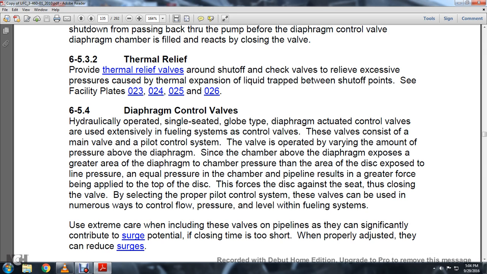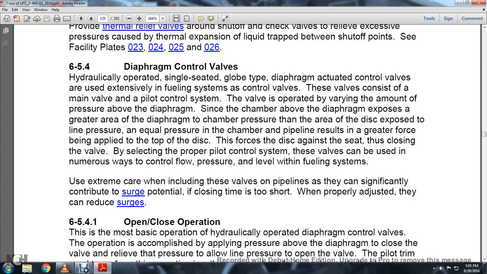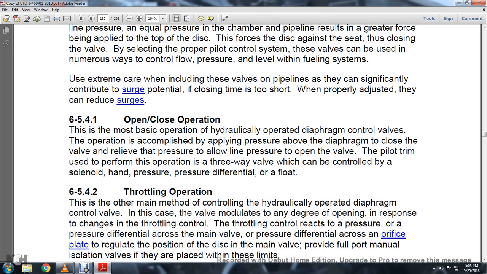Equal pressure in the chamber and the pipeline results in greater force being applied at the top of the disc. The force of the disc against the seat closes the valve, which is controlled by the proper pilot control system. These valves can be used in numerous ways to control pressure and level within the fueling system. Use extreme care when including these valves in the pipeline, as they can contribute significantly to surge potential. If the close time is too short, surges can occur; if properly adjusted, they can reduce surges.